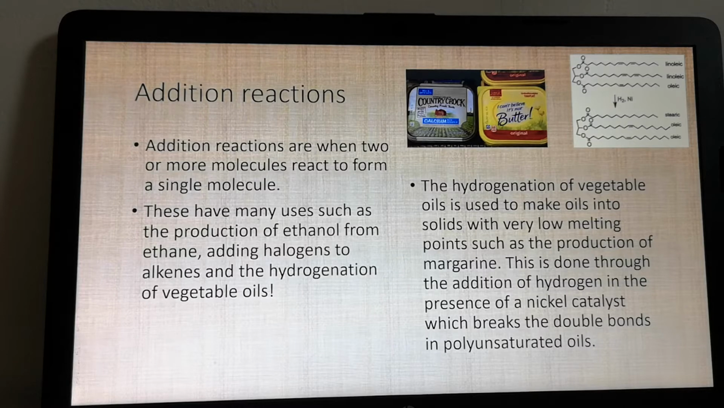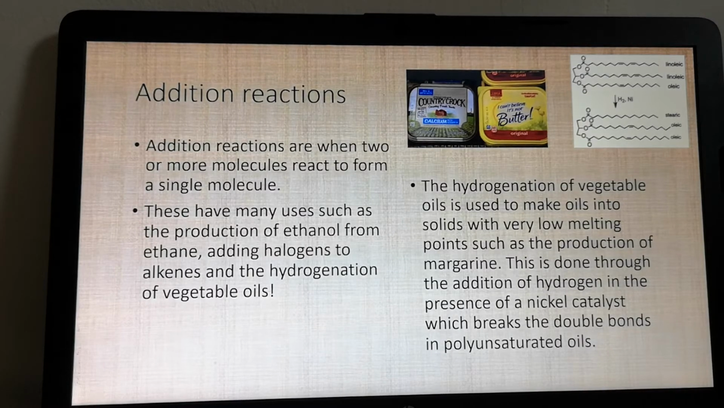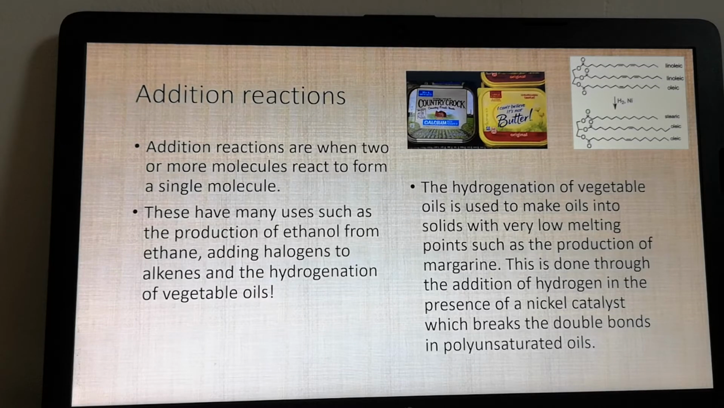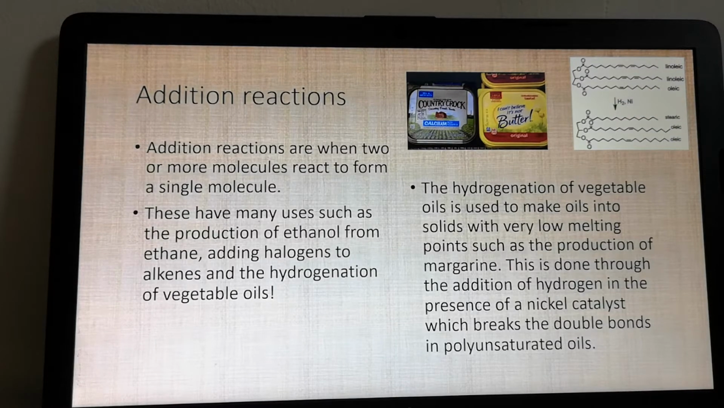You have the slides, so hopefully you'll be able to read through them, so I'm not just going to read off them. But addition reactions, this way you take two molecules and turn them into one. For example, the one that is mentioned in the syllabus is making margarine, the hydrogenation of polyunsaturated oils. Polyunsaturated means that there are lots and lots of double bonds in the chain. And it uses nickel as a catalyst and adds hydrogens and breaks those double bonds.